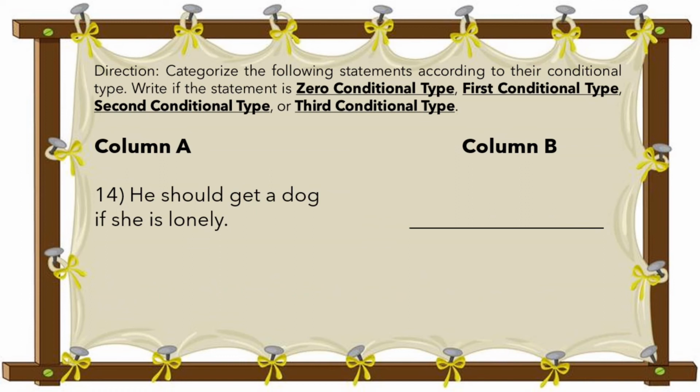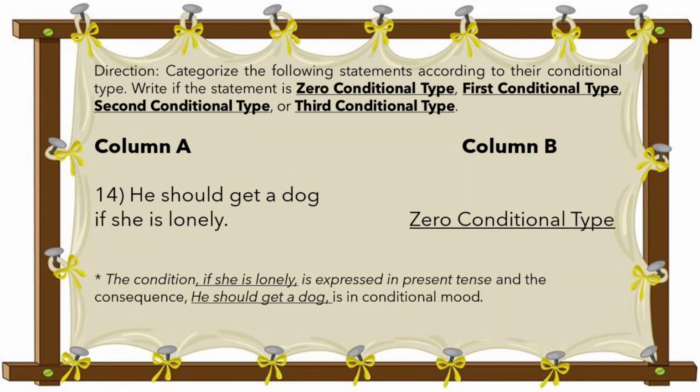14. He should get a dog if she is lonely. Your answer is good job! It's zero conditional type. The condition if she is lonely is expressed in present tense and the consequence he should get a dog is in conditional mood.